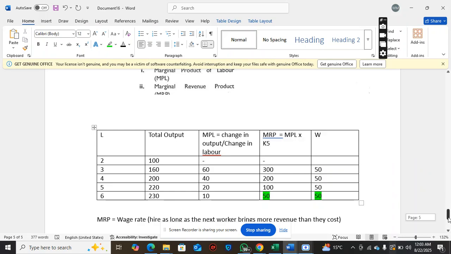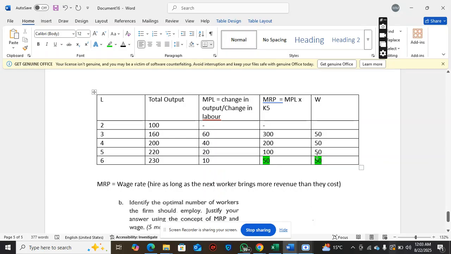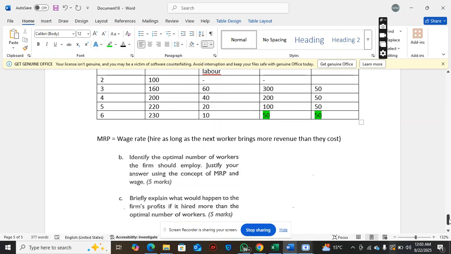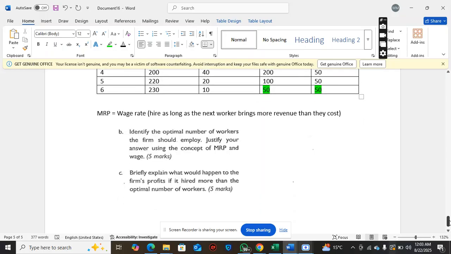So if you hire a seventh worker, you find the additional revenue they're bringing in is less than what they cost. So now it's a problem to your business. Briefly explain what would happen to the firm's profits if it had more than the optimal number.